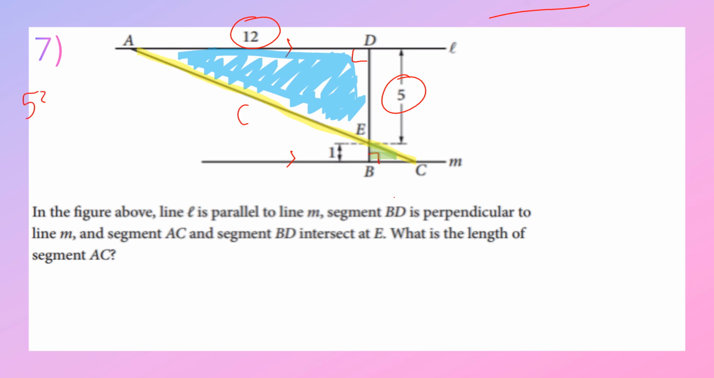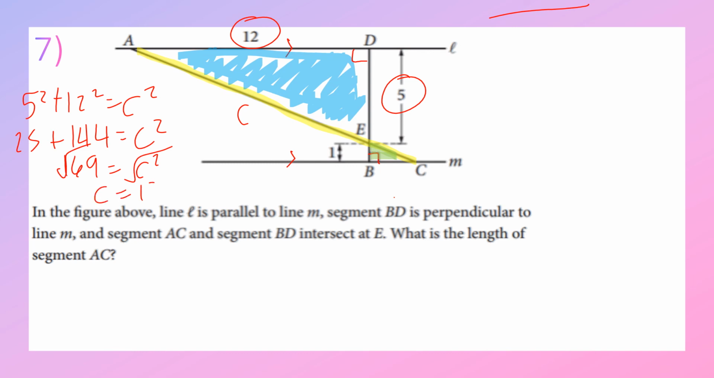So 5 squared plus 12 squared equals c squared. 5 squared is 25, 12 squared is 144. Then if I add that together, I get 169. If I take the square root of both sides, I get c equals 13. So that means that c, this part here, is 13, okay?